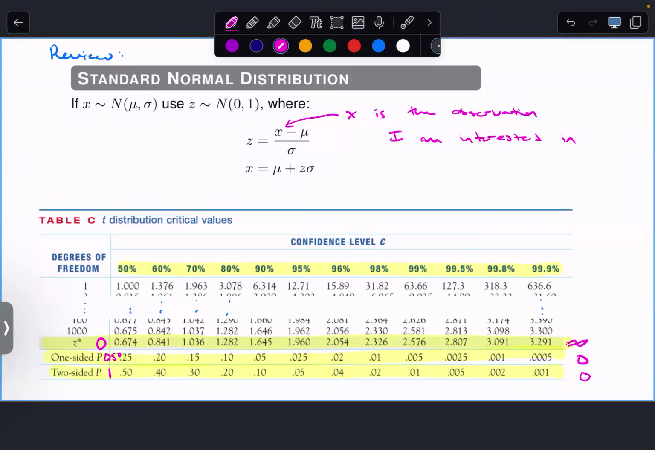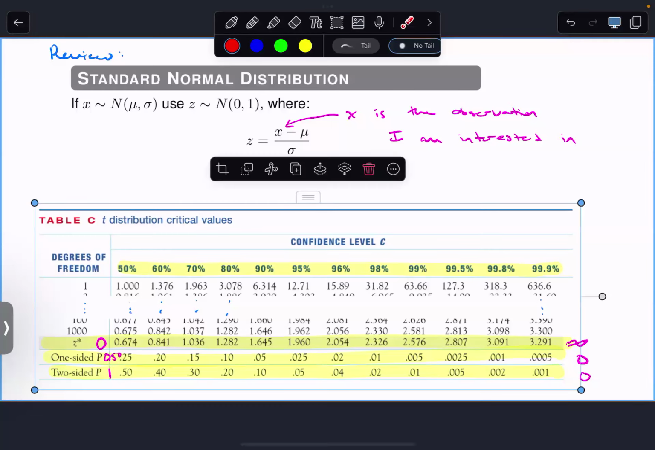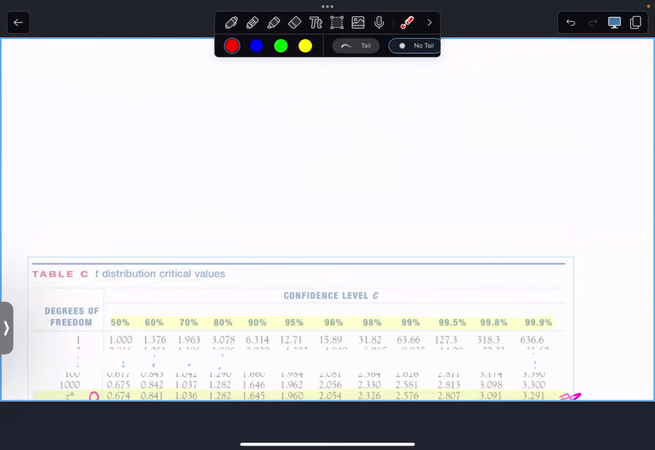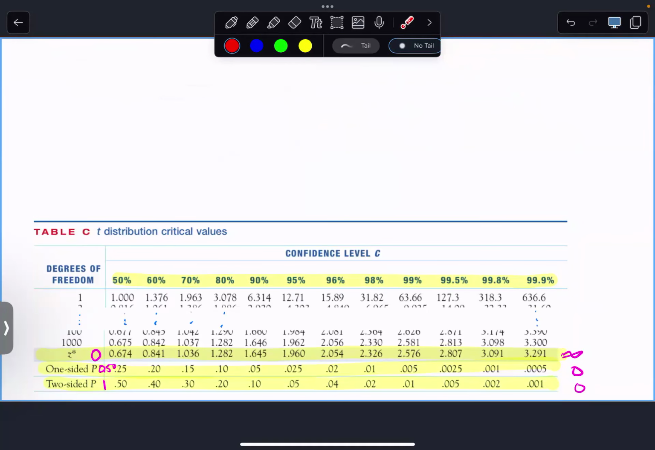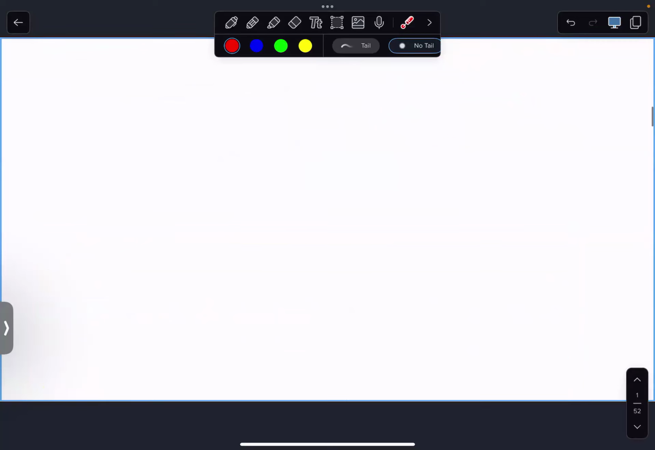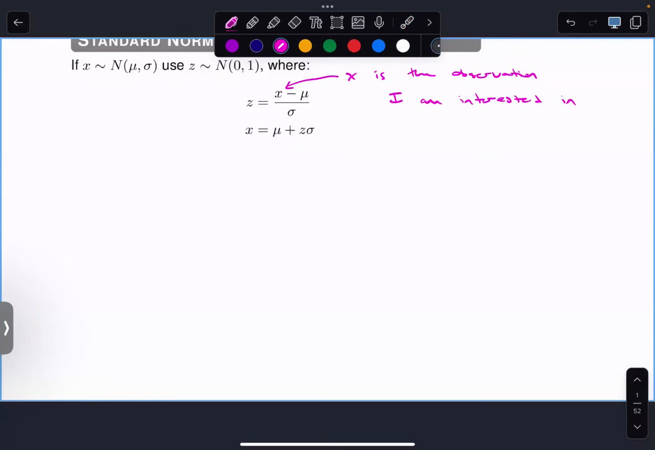So X came from a normal distribution with a mean mu and a standard deviation sigma. So that's where these mu and sigma came from. Okay, and so what are we going to do? We're going to standardize them onto a Z curve.